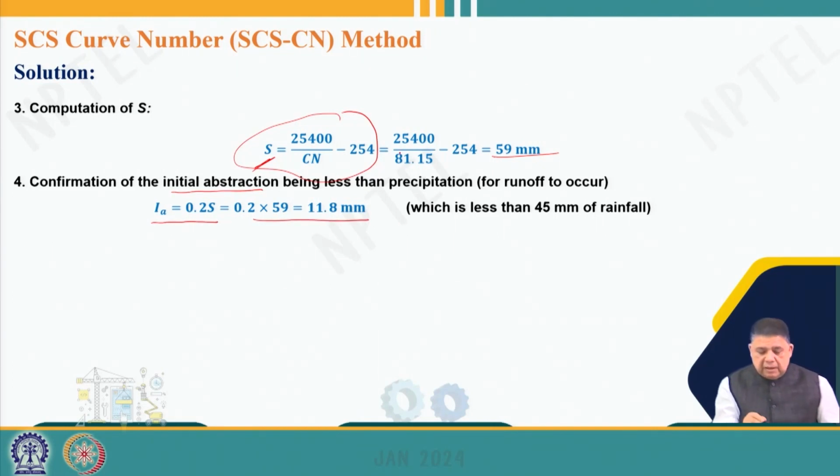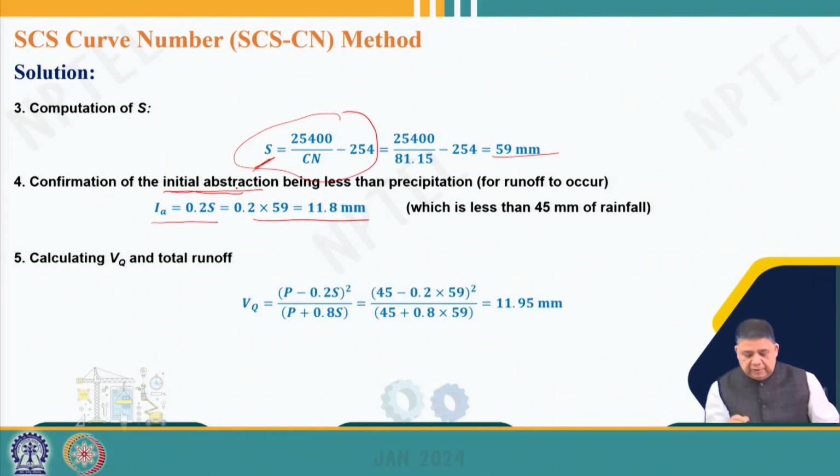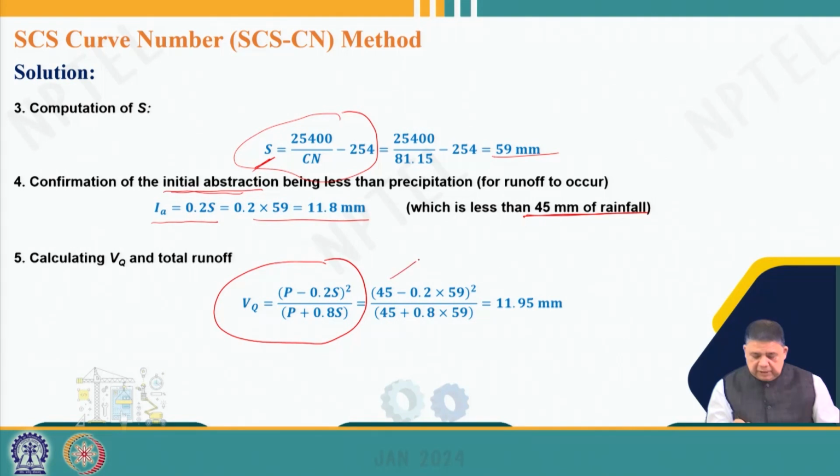Since our rainfall is greater than 0.2S, that is the initial abstraction, that means there will be runoff. The initial abstraction is less than the rainfall value of 45 mm. So, there will be runoff generated. So, then we can use this relationship and put the values of P, 45 mm, which is known, and the S which is known to us, and then we get the value of VQ equals 11.59.